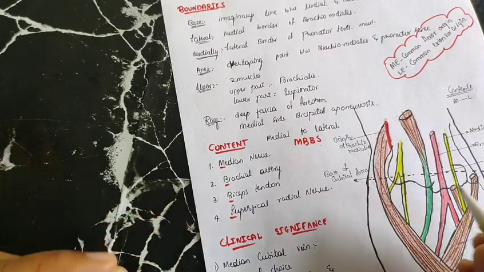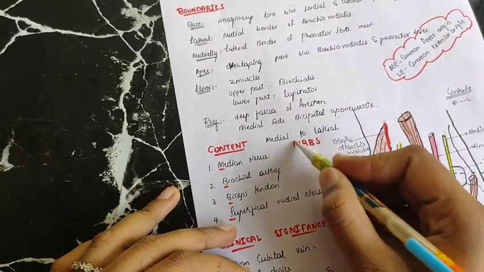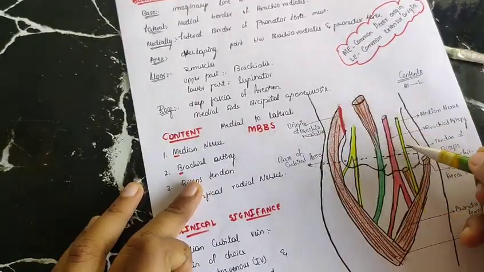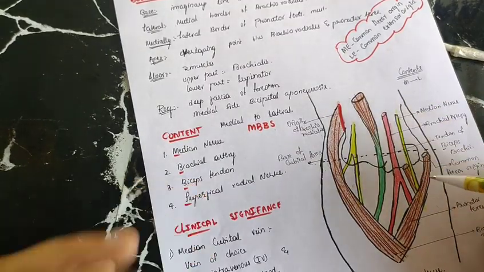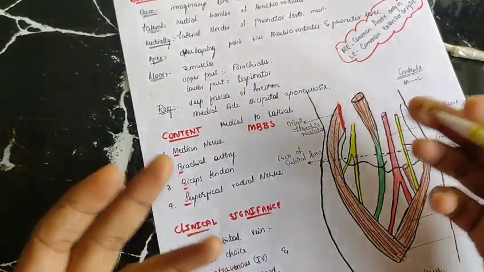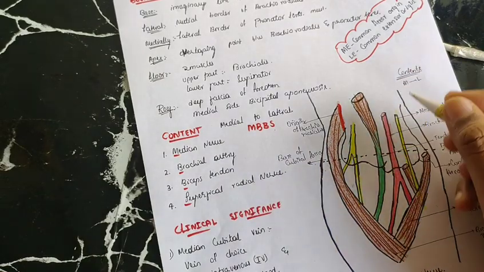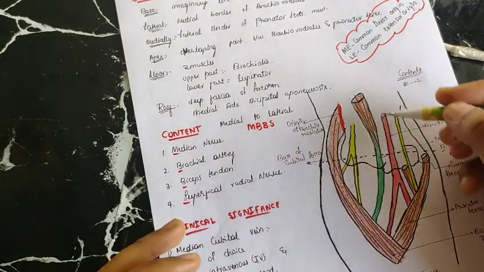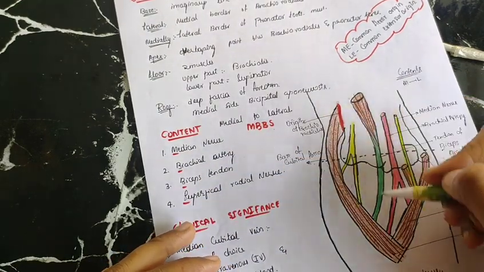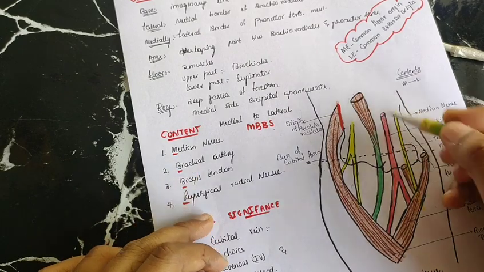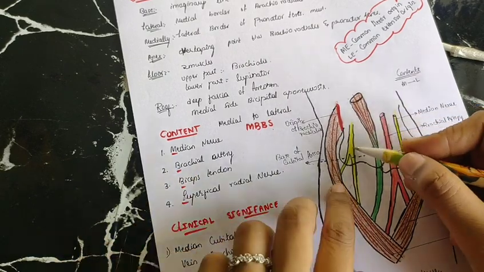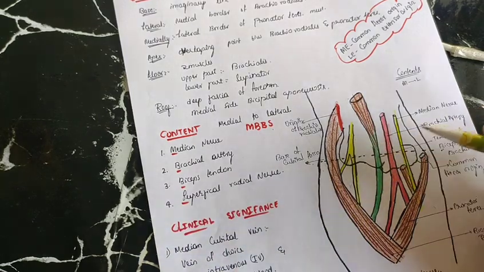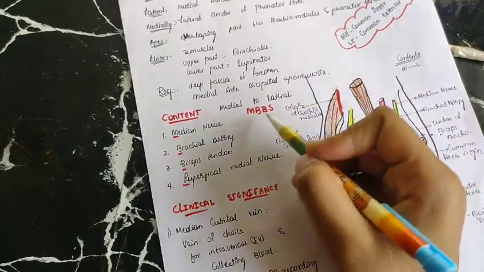And the contents you can remember with the mnemonic MBBS. M means median nerve, on the medial side, from medial to lateral. Median nerve will be on the medial side, and then brachial artery. As the name says, it is present in the brachium region, that is the arm region, and then it divides into radial artery and ulnar artery. And the tendon of biceps brachii is present in the arm, and then the tendon extends. This is the tendon of biceps brachii, and the superficial branch of radial nerve towards the lateral side, that is, towards the radius bone side. These are the contents you can remember through the mnemonic MBBS.